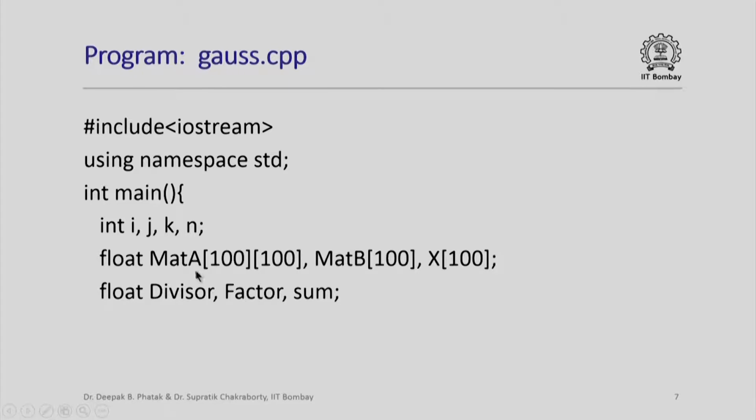Matrix A represents the coefficient matrix, we have declared it to be 100 by 100. Matrix B, correspondingly the right hand side, will have 100 elements, and of course x[100], which will not contain anything but eventually will contain the values which we would have calculated for the unknown variables, which can be up to 100. Of course, we assume that the value of n is less than 100. We use additional variables, divisor, factor, sum, the meaning of which will become clear as we proceed.